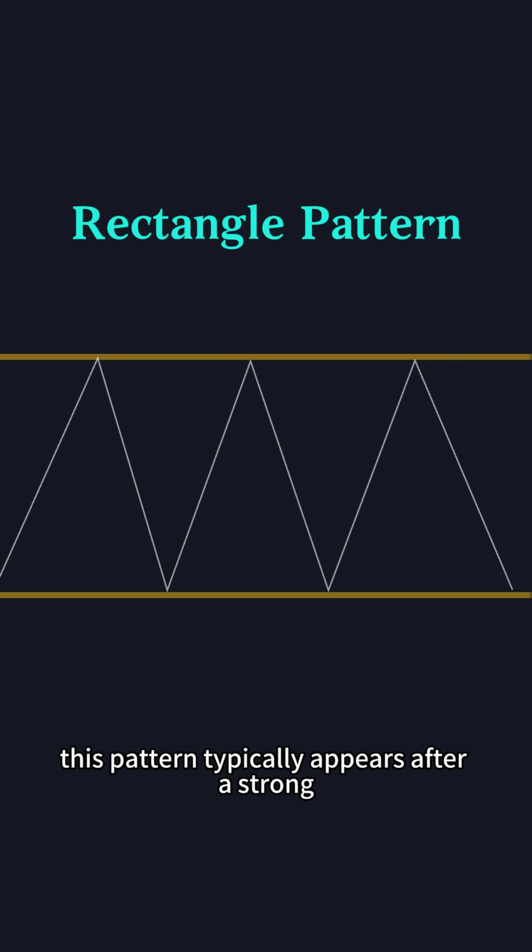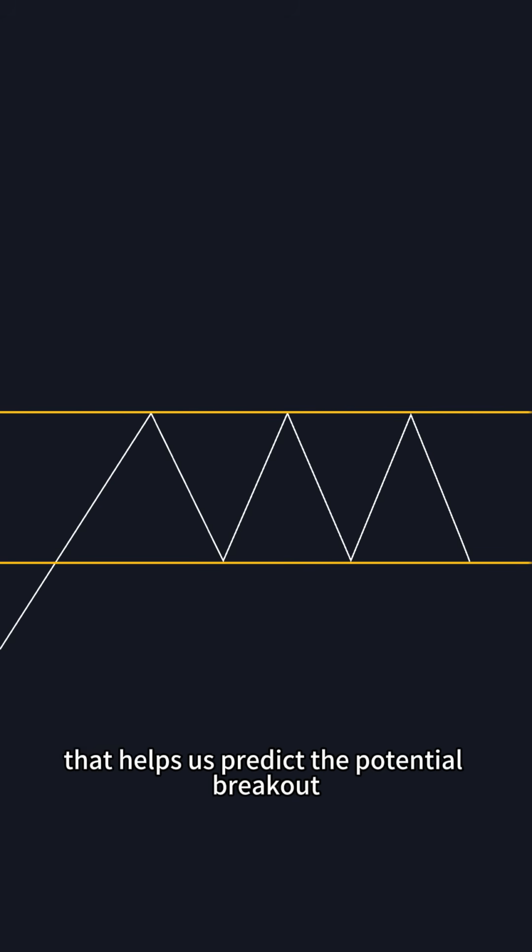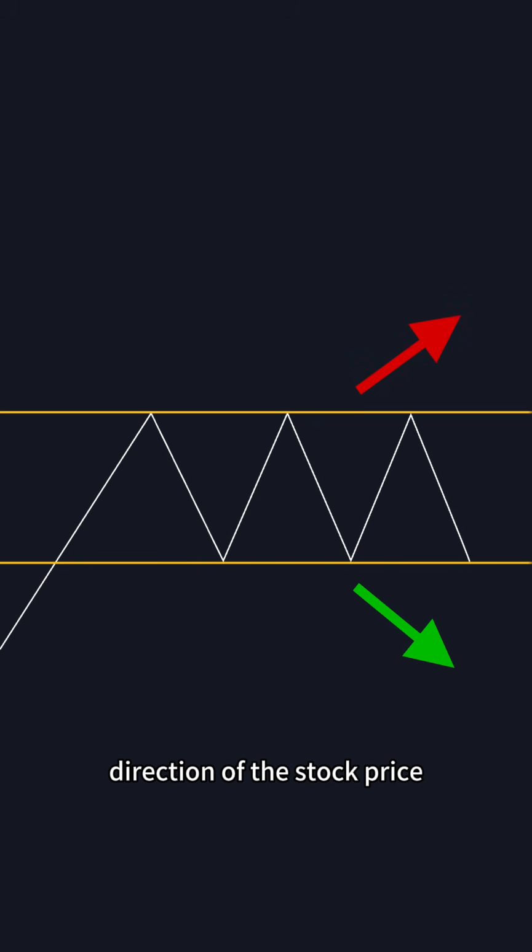Today, let's talk about a common technical pattern in the stock market, the rectangle pattern. This pattern typically appears after a strong upward or downward movement, followed by a period of sideways consolidation. It is an important technical signal that helps us predict the potential breakout direction of the stock price.